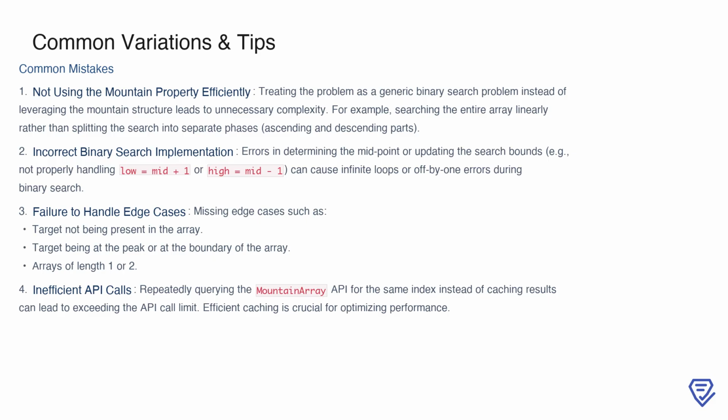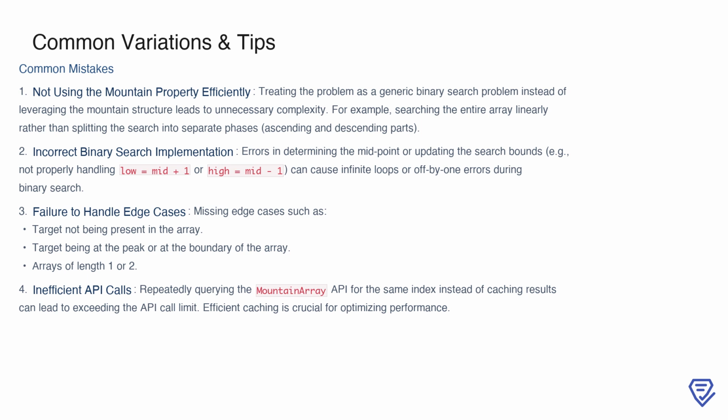Another mistake is implementing binary search incorrectly. Errors like miscalculating the midpoint or failing to properly adjust the low and high bounds, such as using low equals mid plus 1 or high equals mid minus 1 inappropriately, can cause infinite loops or off by 1 errors that break the algorithm. Additionally, failing to handle edge cases can lead to missed scenarios during testing. For example, you need to account for cases where the target isn't in the array, when the target is at the peak or at one of the boundaries, or when the array has only one or two elements.